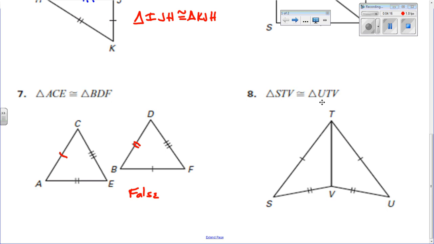Number 8, S, T, V. Now that's congruent to itself. So S to T is the same as U to T. They both only have 1 mark. Sorry, shade that a little bit there. They both only have 1 mark. TV is congruent to TV, and SV is congruent to UV. They both have 2 ticks. So that would be side, side, side.